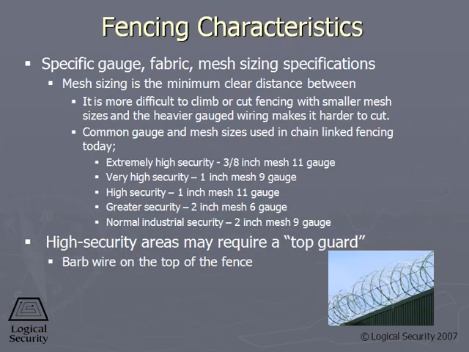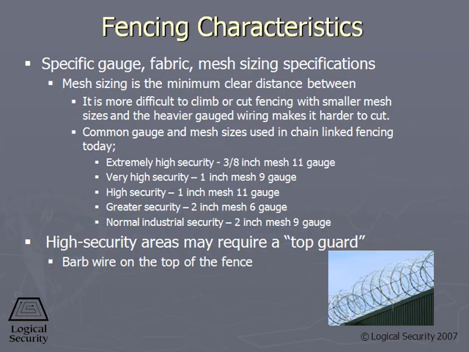The mesh of the fence and the gauge of the wire used on the fence has a relationship to the level of security on the fence. The broader the mesh and the smaller the gauge of the wire, the less secure and of course the less expensive. The tighter the mesh, in other words, the smaller the openings between the wires and the thicker the wire, the more secure the fence is, and of course the more expensive the fence is.